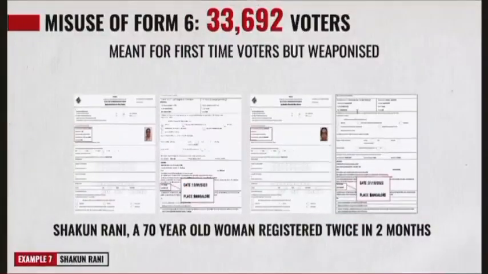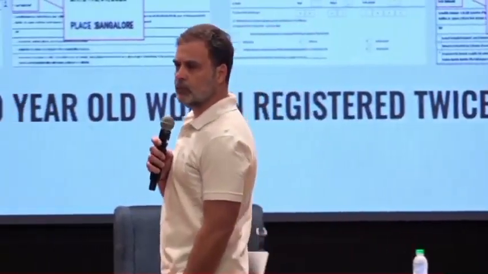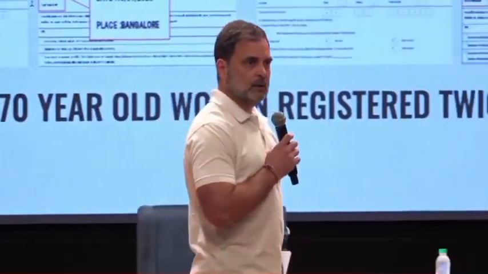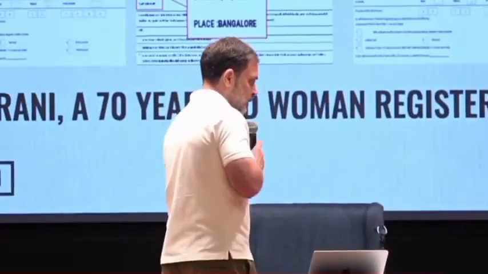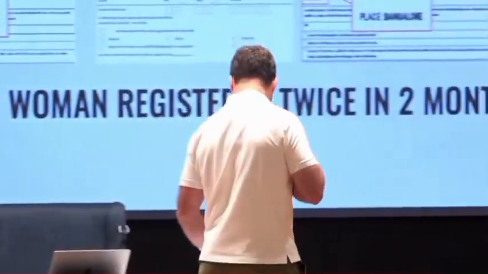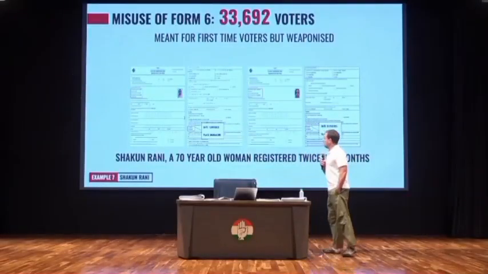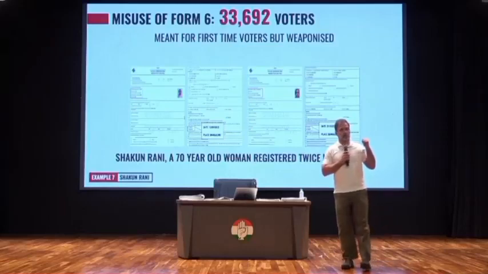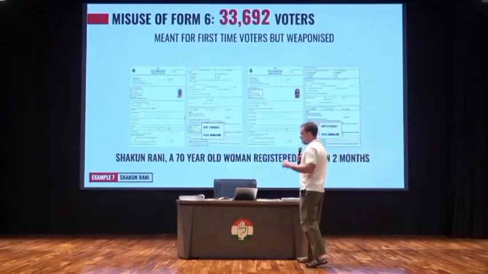And now we come to the most interesting, which is really where the game is played. You've heard that new voters vote for the Prime Minister. You've heard that said, right? Suna hai na? New voters, young voters like to vote for the Prime Minister. Now I'll show you how. So there is something called Form 6. 33,692 voters are registered here.